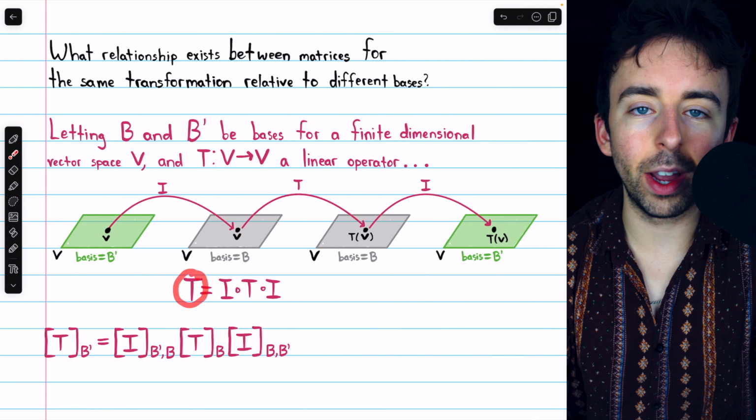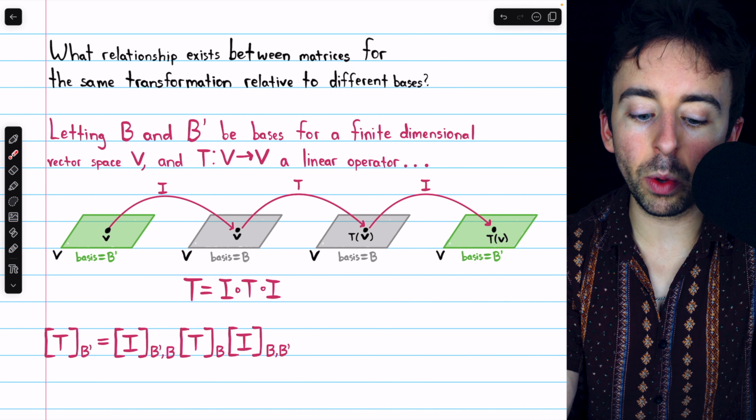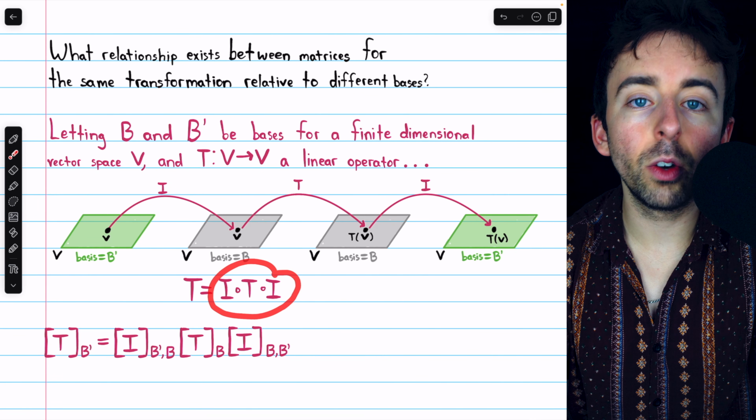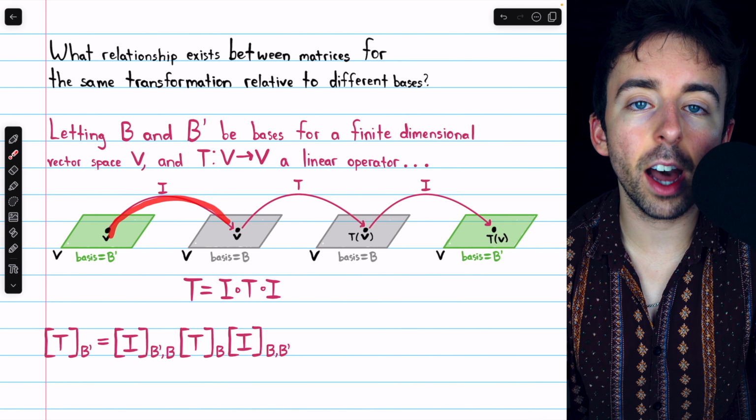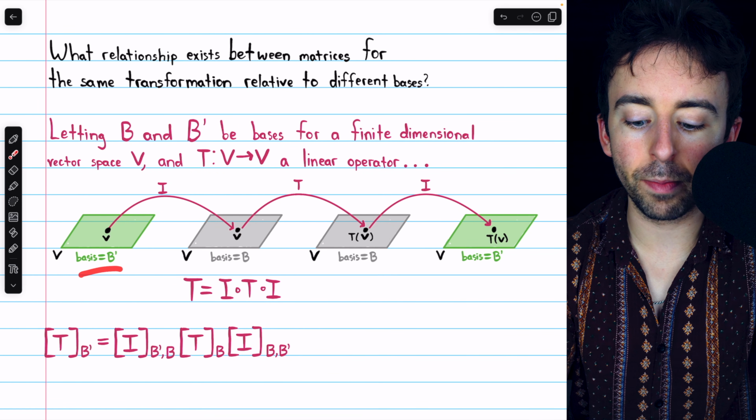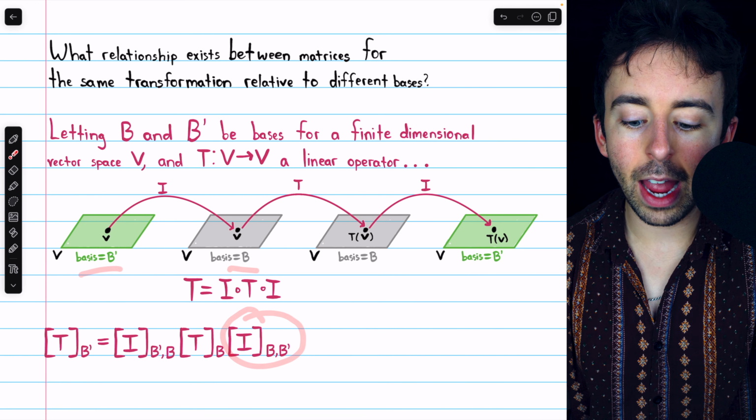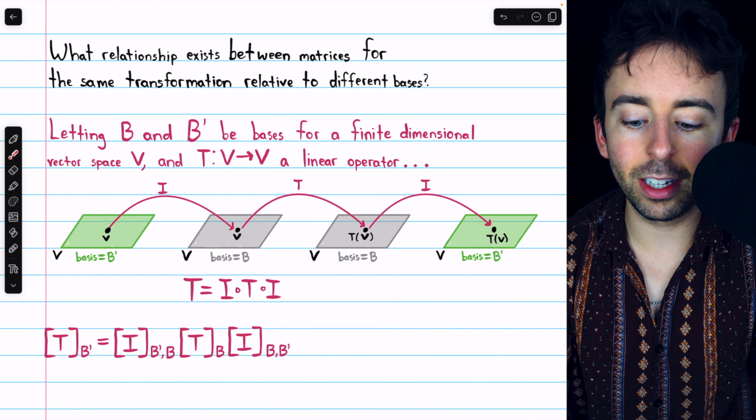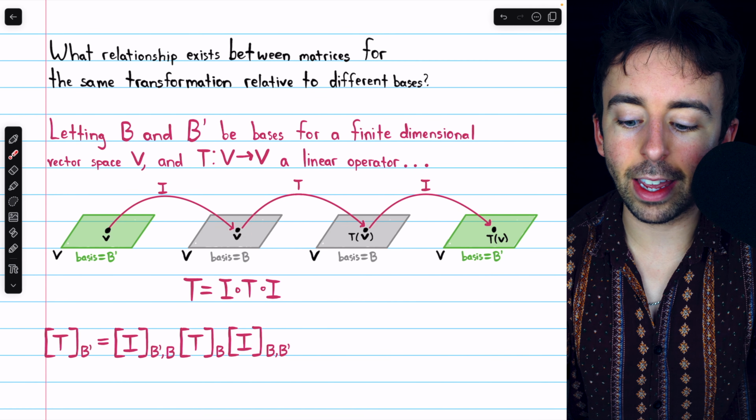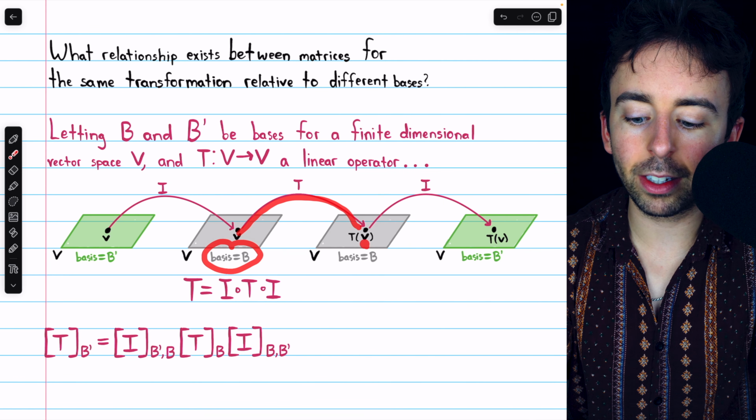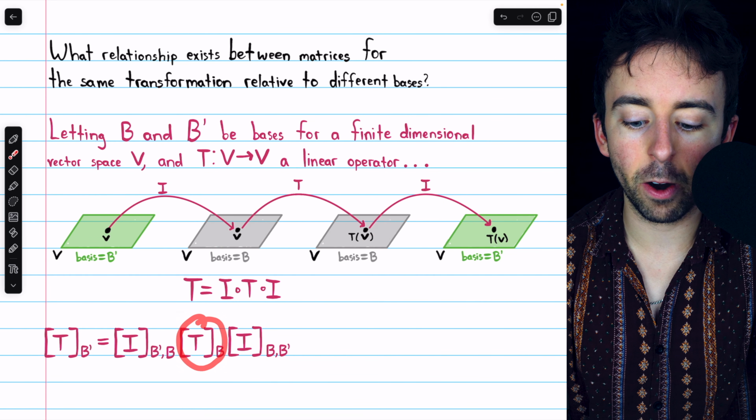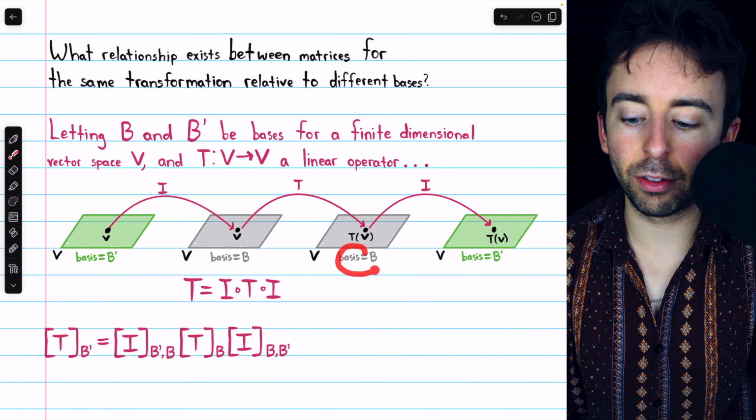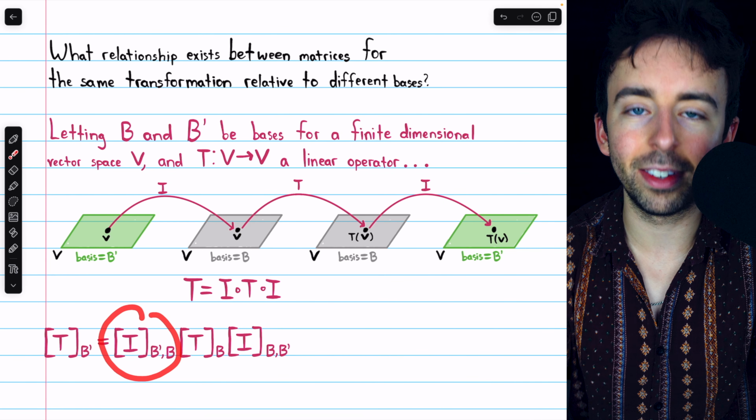So on the left side of this equation, writing everything as matrices, we would have the matrix for the linear operator T with respect to B prime. On the right side, we first have the matrix for the identity operator with respect to the bases B prime and B, which we see there. And then in the middle, we would just have the matrix for the linear operator T, but with respect to the basis B, because T is taking us from V to T of V, but with respect to that basis B. So that's what we see there. And then finally, we have again an identity operator, but taking us from the basis B to the basis B prime, and that's what we see there.